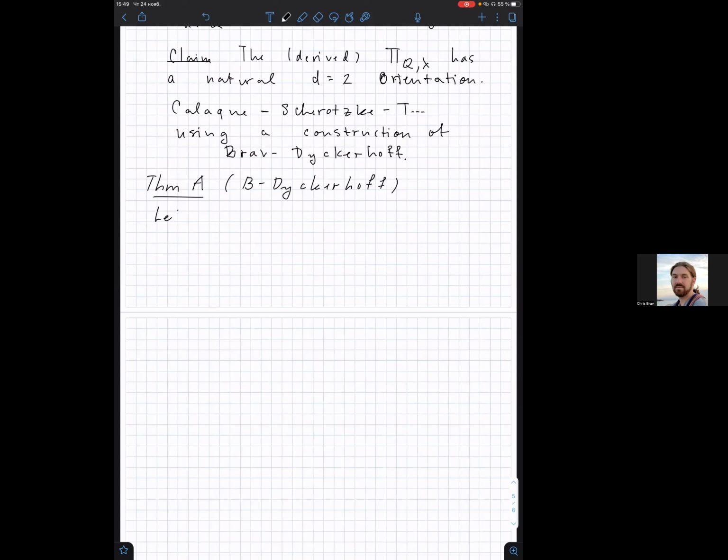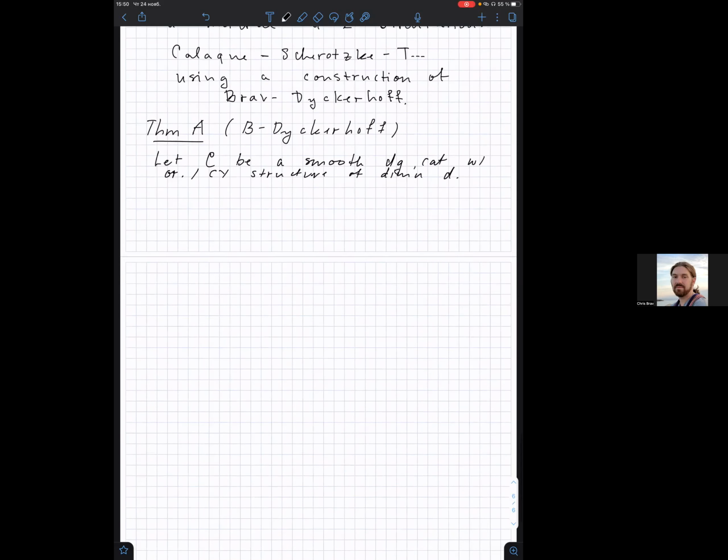So let C be a smooth DG category with orientation or Calabi-Yau structure. These are just synonyms, of dimension D. In the examples above, all of them that I gave were dimension 2. So you can keep them in mind.